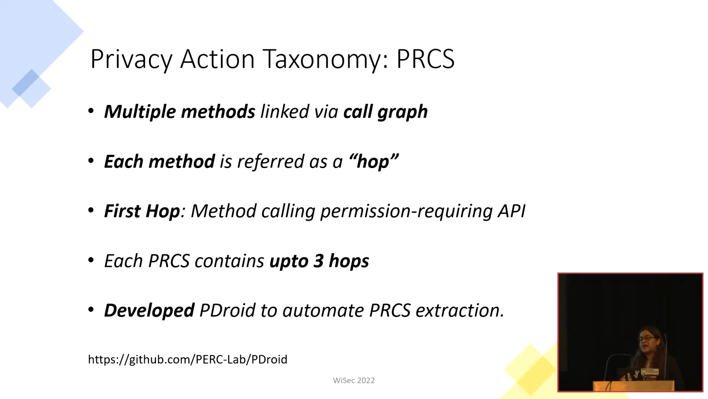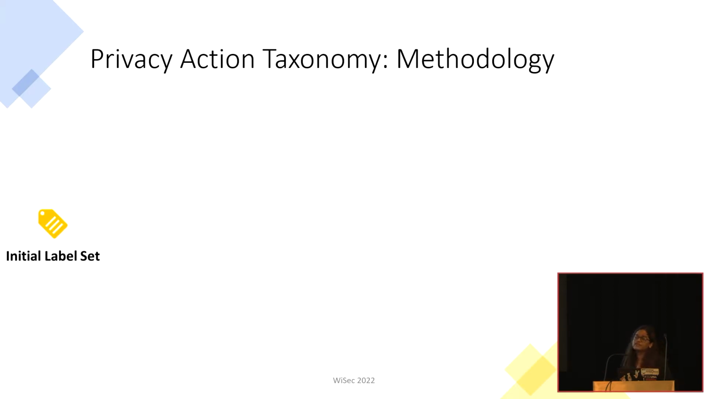In the next slide, I'm going to discuss how we identified the labels from the PRCS that can describe the practice and purpose of an Android application. We basically followed the conceptual to empirical approach that has been introduced by Nickerson et al., which is widely adopted to develop any kind of taxonomy. First, we collected an initial set of labels from several privacy regulations such as GDPR and CCPA, and also Apple's privacy nutrition label.